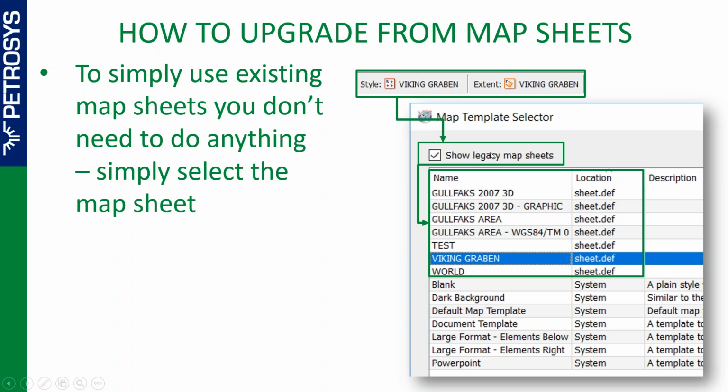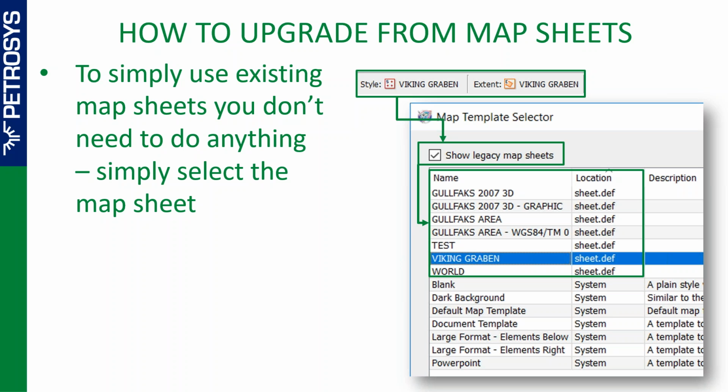When you click on either, there's a toggle box where you can toggle on to show legacy map sheets, and Petrosys will look in your project directory for any map sheets. If it finds them, you can then select them. And it's as simple as that. Once you've selected it, it will look the exact same if it's the style, and if you click on the extent and select the map sheet, it will be the exact same extent that that map sheet was. So if you simply want to use your previous map sheet, you don't have to do anything in the new version.